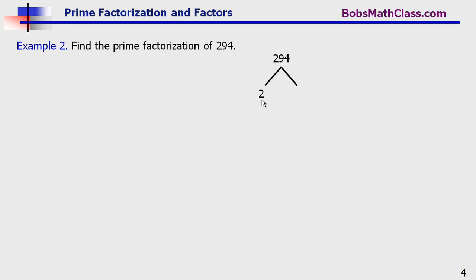Now, how many times does 2 go into 294? Well, I don't know off the top of my head, so I just need to perform the division. So divide 2 into 294. Again, you might want to pause and then work that division problem out on your own. And then hit play when you're ready. Okay, so performing that division, that gives us 147. So 147 is going to go at the end of the other branch.